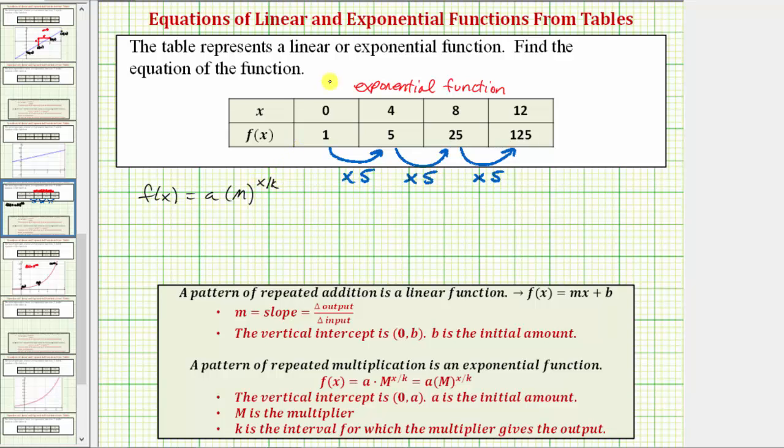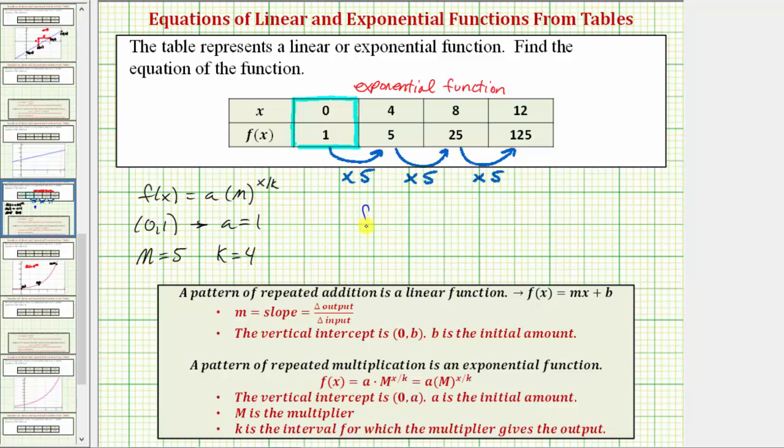So looking at the table, notice how this column here gives us the ordered pair (0, 1), which is the vertical intercept, and therefore we know a is equal to 1. The pattern in the function values is multiplying by 5, which means m equals 5. And then k is the interval for which the multiplier gives the output. Notice how we multiply by 5 each time x increases by 4, and therefore k equals 4. This is all we need in order to write the equation of the exponential function.